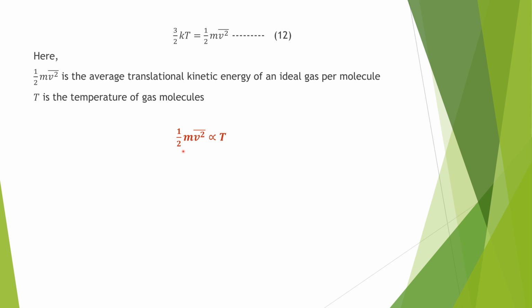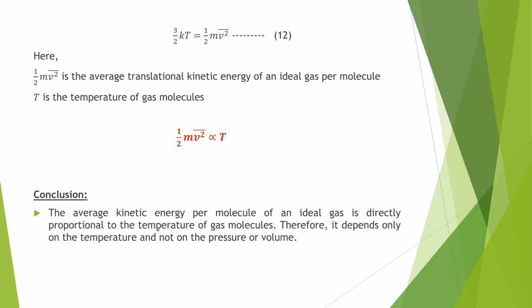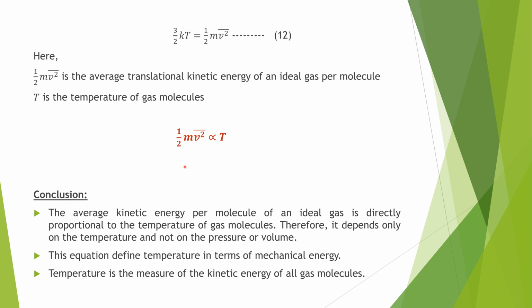So equation number 12 will become half mv square bar proportional to T. This shows that the average kinetic energy per molecule of an ideal gas is directly proportional to the temperature of a gas molecule. Therefore, it depends only on the temperature and not on the pressure or volume. This equation defines temperature in terms of mechanical energy, and using this relationship, we can say that temperature is the measure of kinetic energy of all gas molecules.